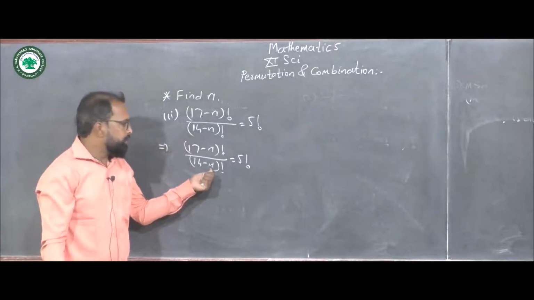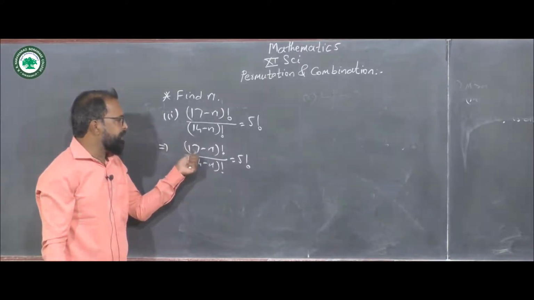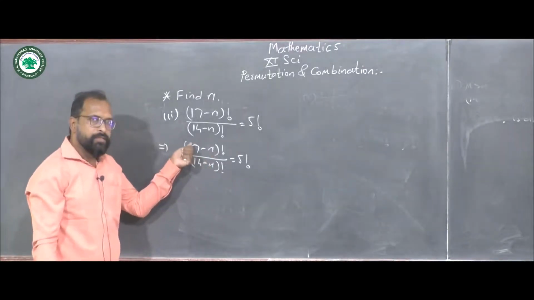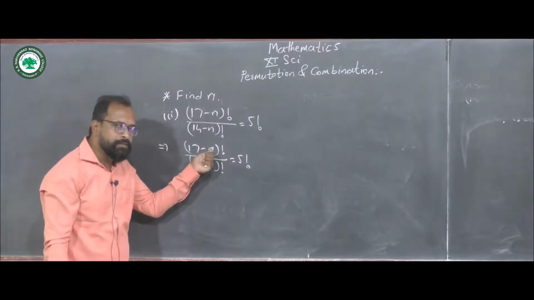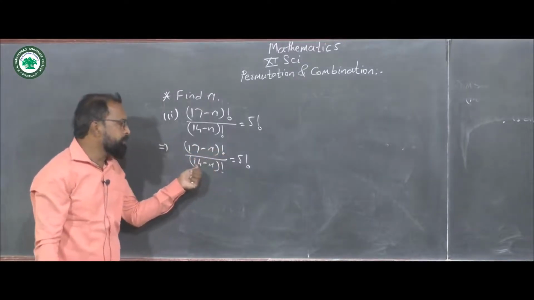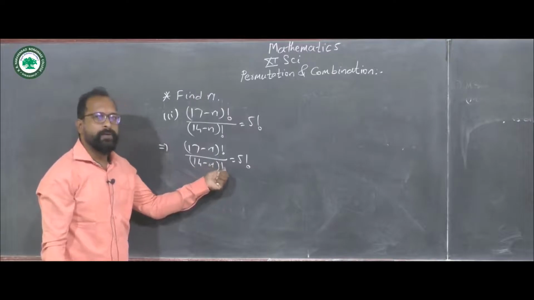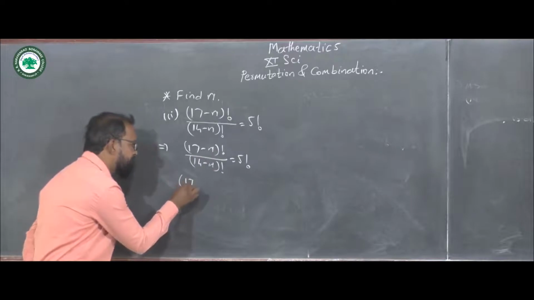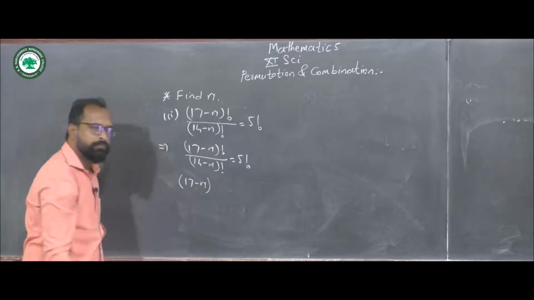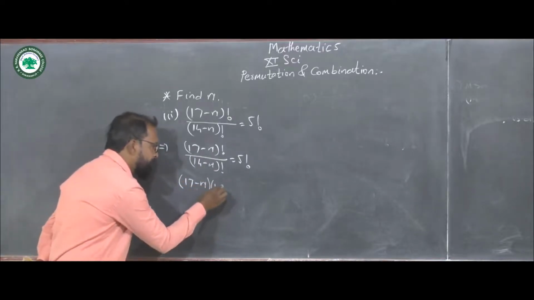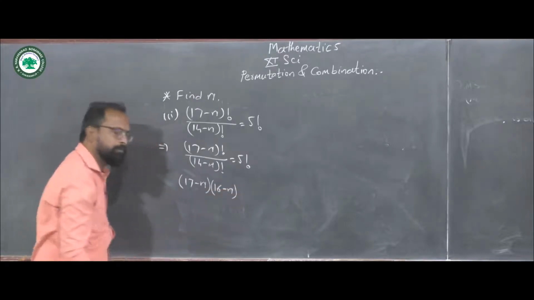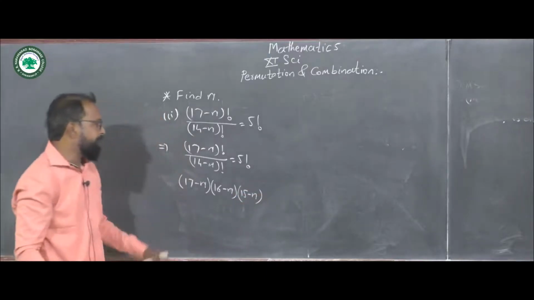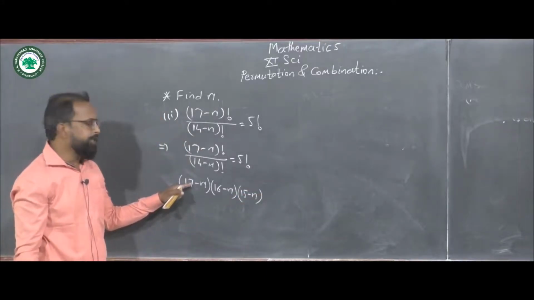The greater term, the larger term, is 17 minus n. So we represent this 17 minus n factorial in terms of 14 minus n factorial. This 17 minus n factorial can be written as 17 minus n into 16 minus n into 15 minus n, subtracting 1 in each term.